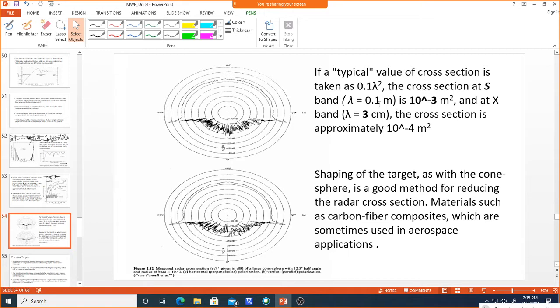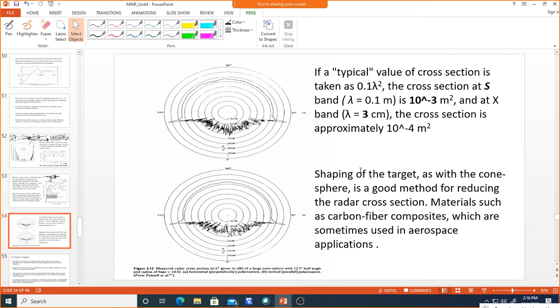Okay, so even at S band, for lambda of 0.1 meter, it is 10 power minus 3 meter square. So at S band this is a measured value of RCS, and at X band it is increasing. So as the frequency is increasing, the wavelength will decrease. So based on that wavelength, the RCS will vary. So here you can see the RCS is going to reduce.